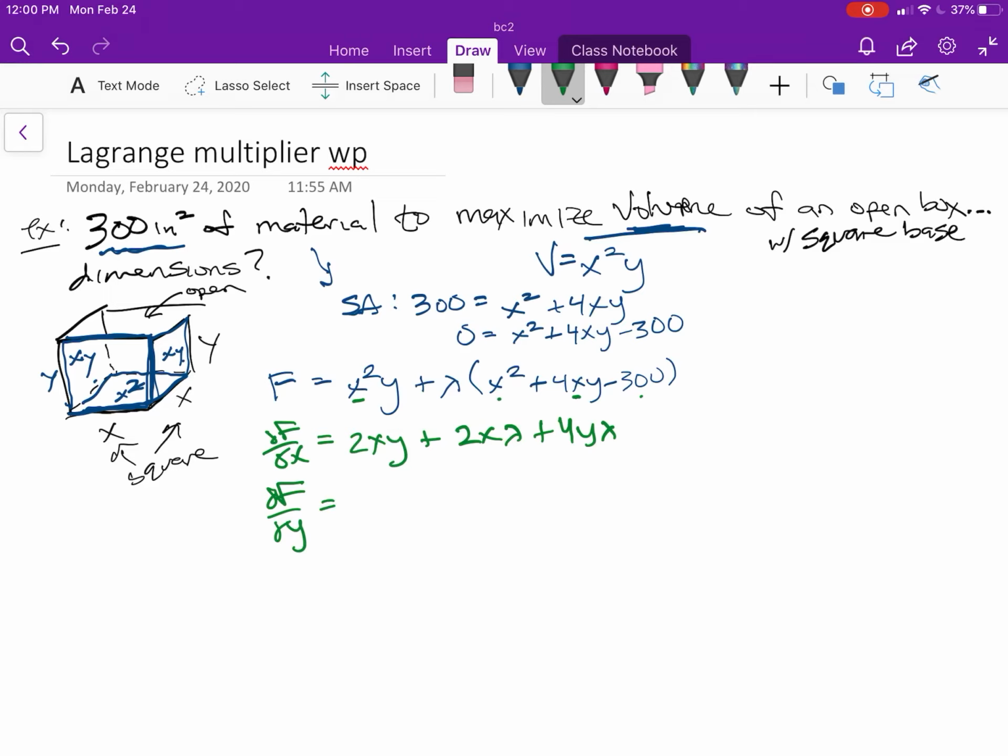Partial f, partial y. y is a variable, so we just get x squared. y is a variable, we get 0. y is a variable, we get 4x times lambda, and then 0. And the last one's easy enough. Partial lambda is always just g, x squared plus 4xy minus 300.